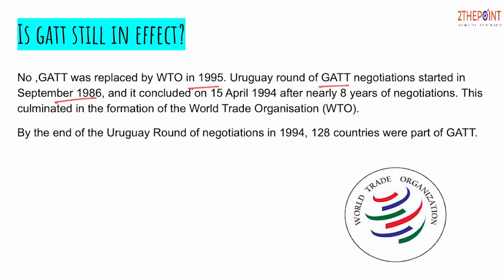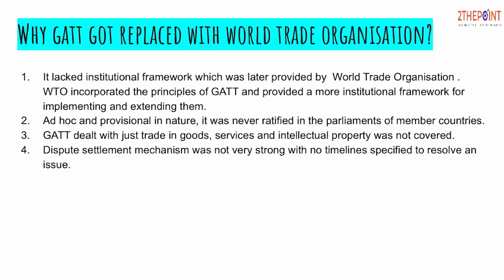One question that must arise in your head is whether those 23 original countries remained the same or more countries joined GATT. To tell you, by the end of GATT, around 94 or 95, 128 countries were members of GATT. Moving on to the next slide, which is about the limitations faced by GATT that led to the formation of WTO.